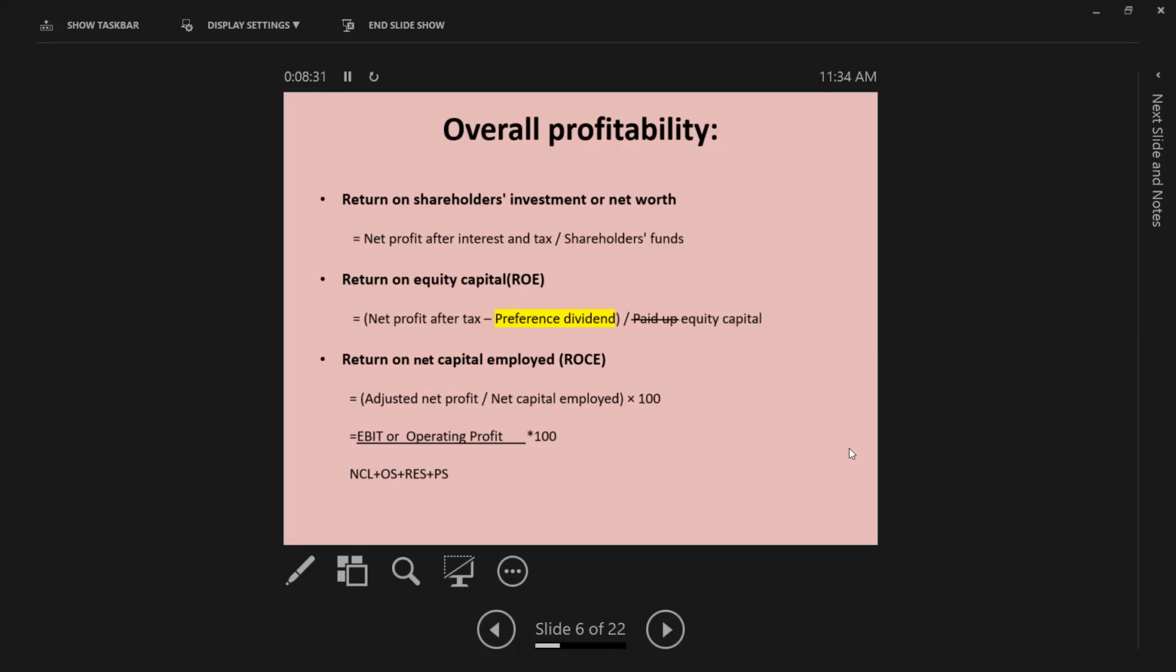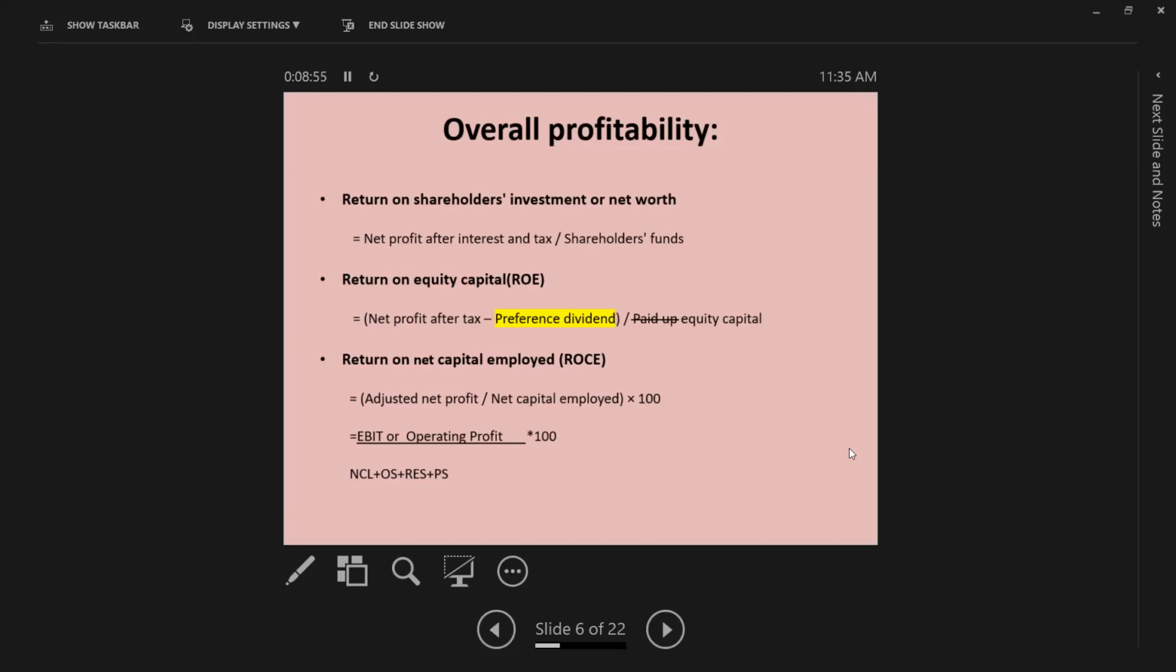So in the ROI, what we are going to do is take the net profit after interest and tax, and then divide it by the shareholders' fund. So please remember, we are going to take the net profit and divide it by the shareholders' funds only. Then the next one is return on equity.